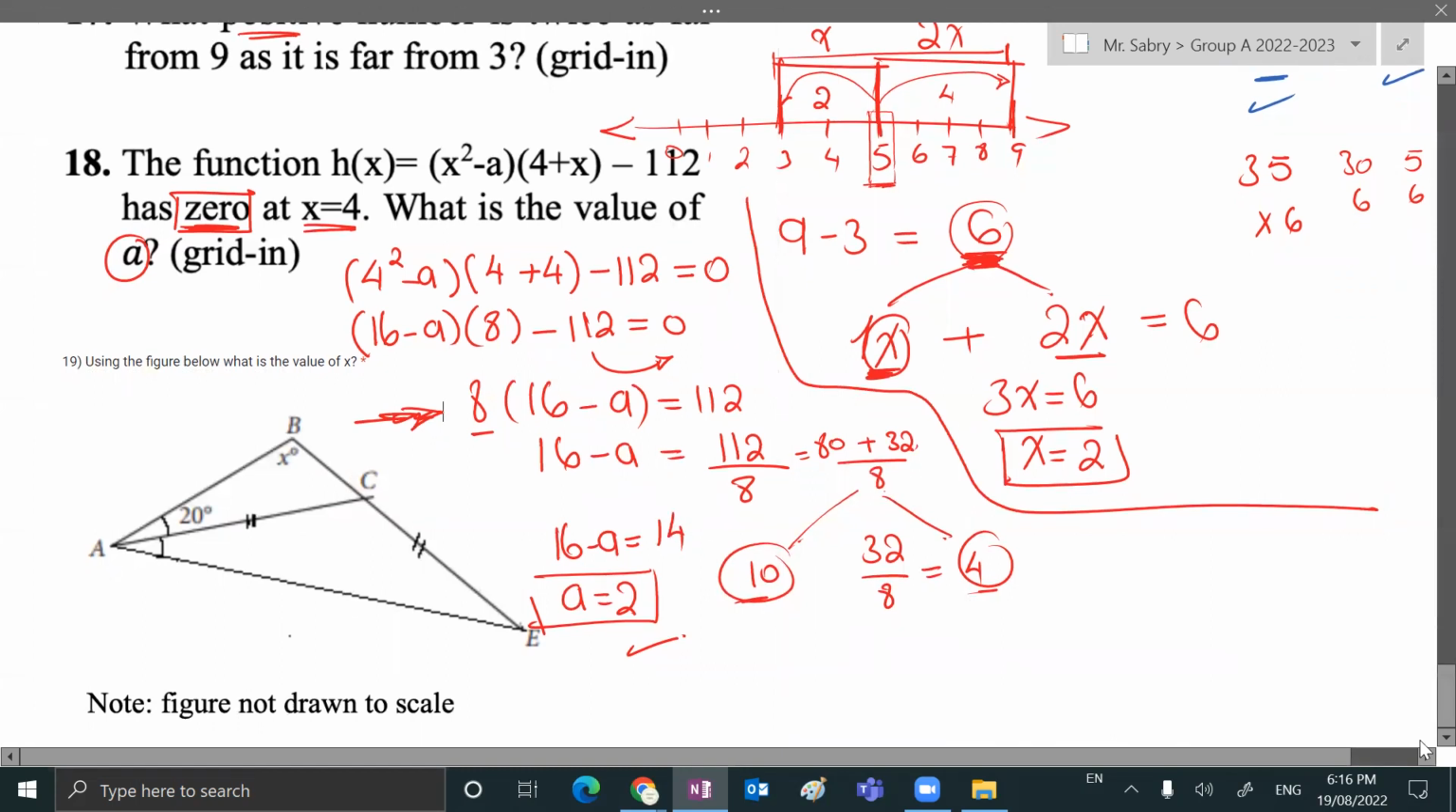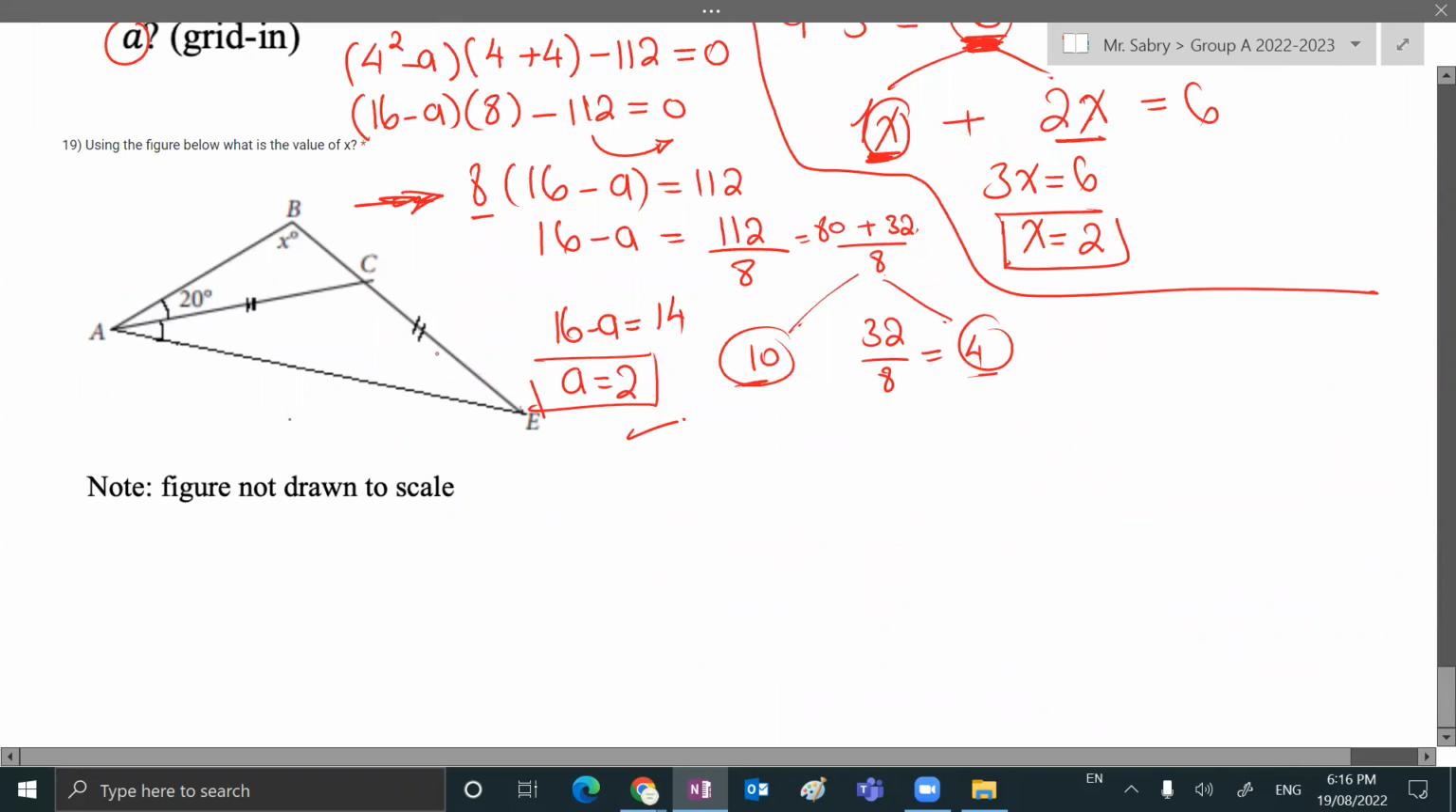Number 19. What's the value of x? This is x. I have two sides equal to each other. If you remember, I told you if I have two equal sides, this means I have two equal angles. This angle and this angle, the two I marked in red. And he also gave me these marks, the black line and the black line, meaning these two are equal. So this one is also 20. If this is 20, then this one is also 20.